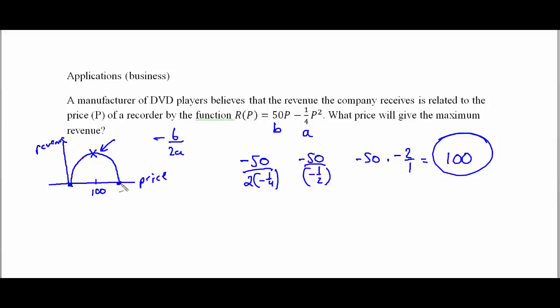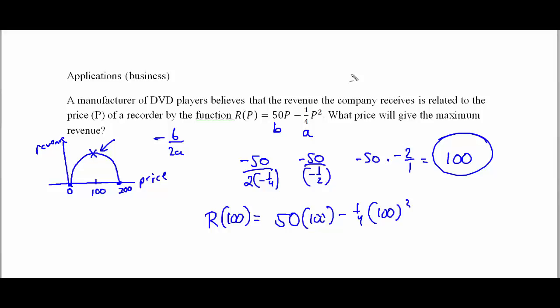$200 would be too much for a DVD player. $0 would be too little because I wouldn't make any money. So in this parabola between 0 and 200, $100 gives us the most amount of revenue. And if I wanted to figure out how much money I would make, I would go 50 times 100 minus 1/4 times 100 squared, and that would give me my revenue for the price of $100.